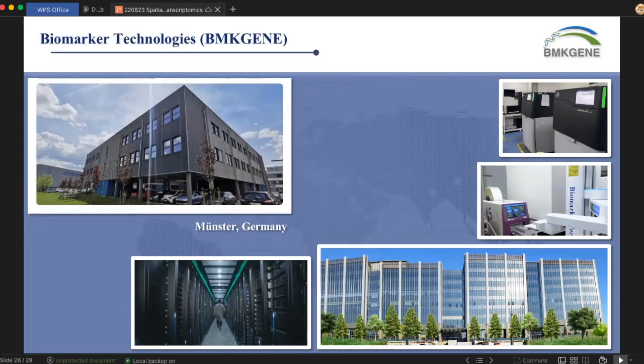We have recently launched our automated liquid workstation, where we can achieve automated library preparation steps, and a sequencing center. We also have another bioinformatics center seated in Wuhan, China. And this new lab in Münster, Germany was just launched 1 or 2 months ago, and hopefully we can provide more and better services for our customers in Europe from there.